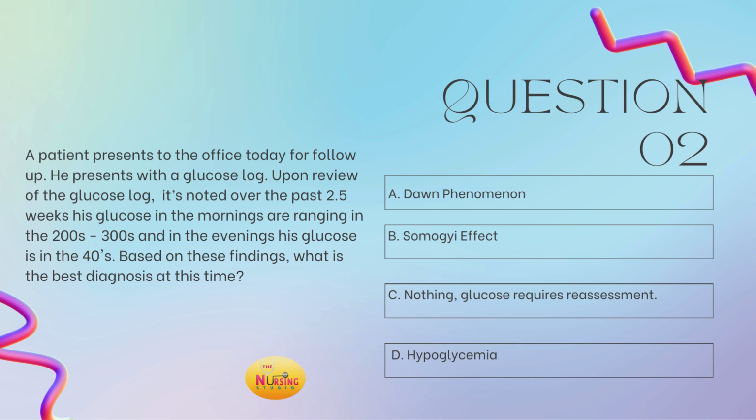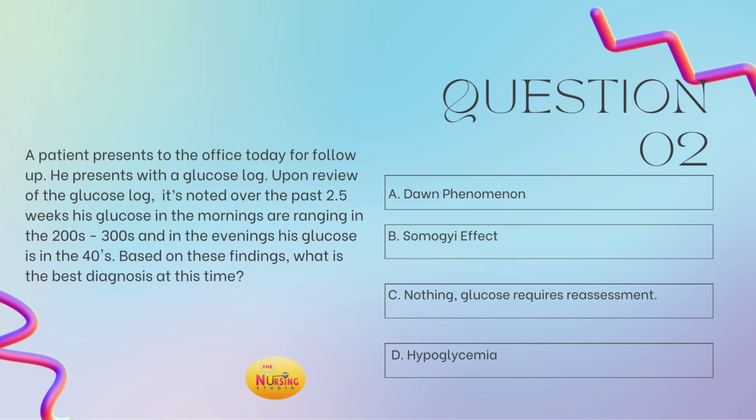All right, so the stem of the question here states, based on these findings, what is the best diagnosis at this time? So, I always tell you, if it's asking for a diagnosis, you need to run it back and see what the assessment findings are, right? So this patient came in for follow-up, and brought his glucose log. That's perfect. But as the nurse practitioner is reviewing the glucose log over the past 2.5 weeks, there's noted morning hyperglycemia and evening hypoglycemia. So when you think of that, you should initially think of B, Somogyi effect.